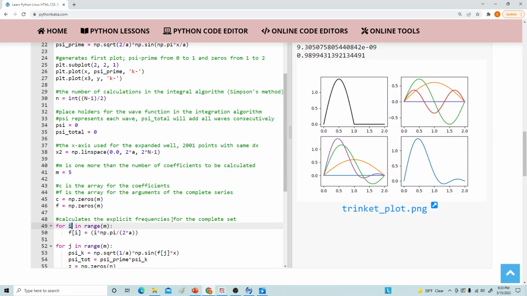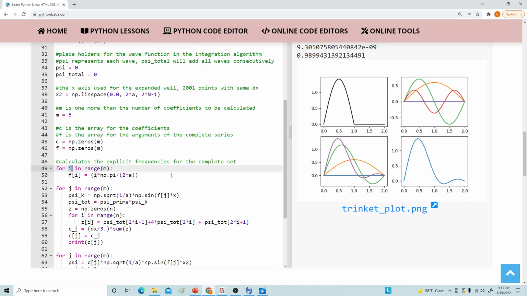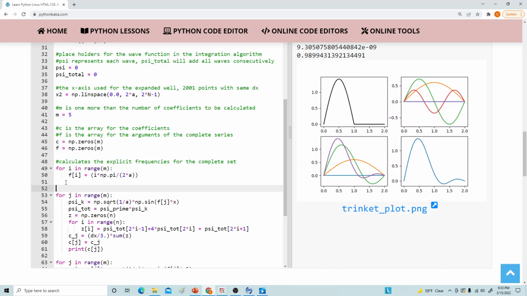So this actually calculates the frequencies, and that allows us to not have to type in a really long function in the integration algorithm. So here is where we actually do the integration. Okay, so here is where we integrate. All right, and we will set some values here, or make some comments here as we go.